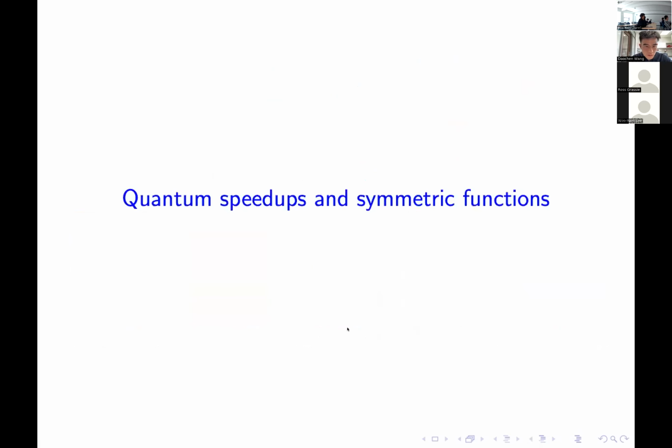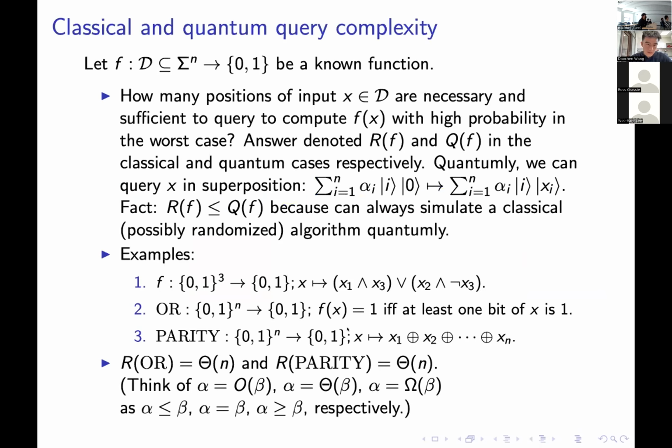Okay, so we'll be talking about quantum speedups and symmetric functions. So what are they? To talk about speedups, we need the notion of classical and quantum query complexity. Suppose we have an f going from a domain D, which is some subset of sigma^n, where sigma is some finite alphabet, to {0,1}, a known function. We ask how many positions of input x are necessary and sufficient to query to compute f of x with high probability in the worst case. The answer is denoted R of f and Q of f in the classical and quantum cases, respectively.